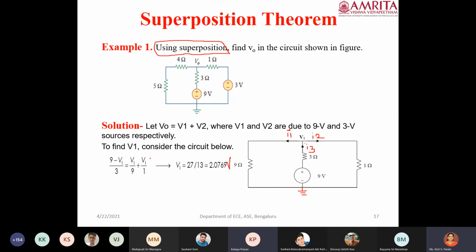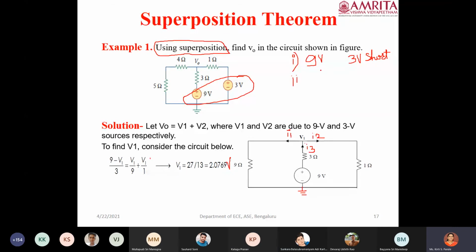The meaning of superposition theorem is when you have more than one voltage source or current source, you are going to consider at a time only one source acting, and the rest are turned off. So how many cases will I get, since I have two voltage sources in this question? Obviously the first case is where 9 volts is acting but 3 volts is short circuited. The second case can be the other way around.